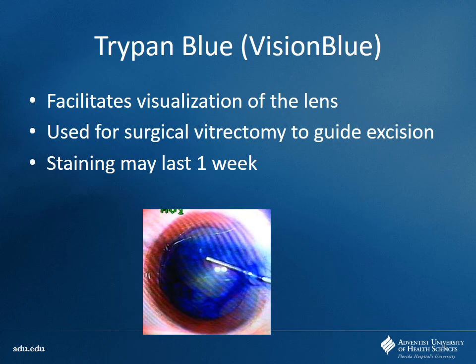Another dye you might see used is trypan blue or VisionBlue. This is more used for things like vitrectomy, because it can accumulate in the eye and help the ophthalmologist actually do the surgery. So that's another interesting dye you can see used there.